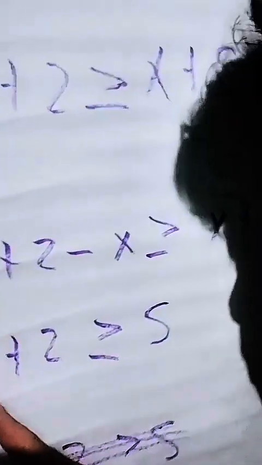Step 2: move the variables to one side. 2x + 2 - x ≤ x + 5 - x. So x + 2 ≤ 5.